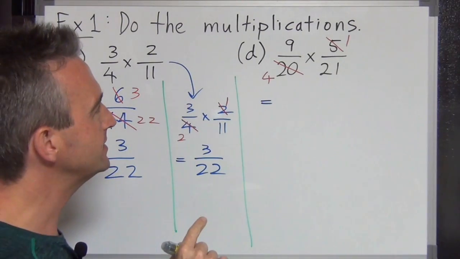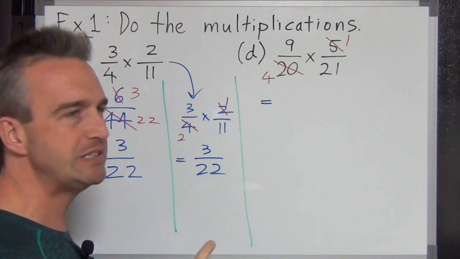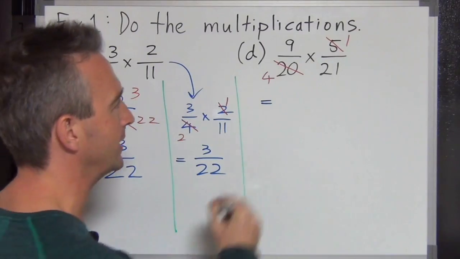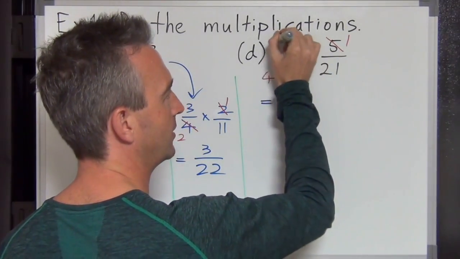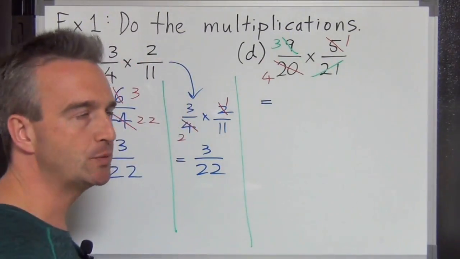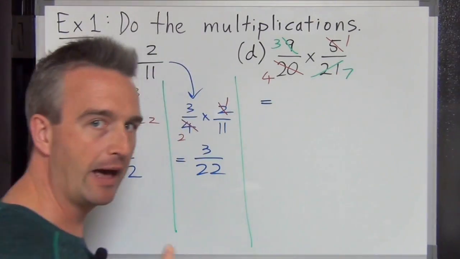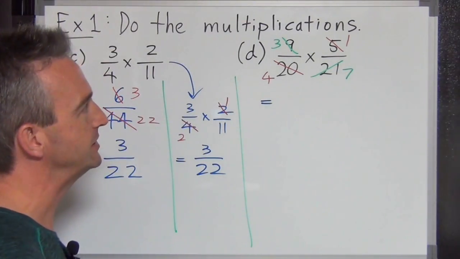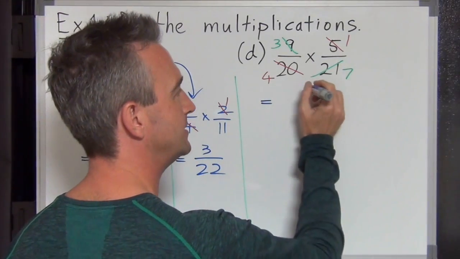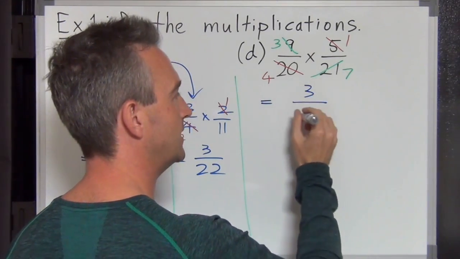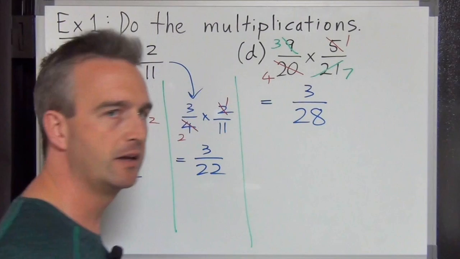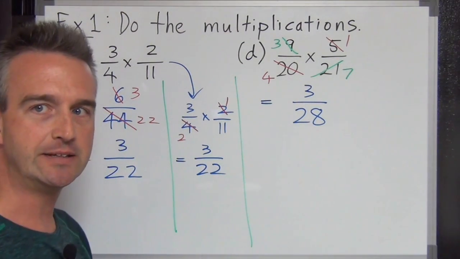Oh right, the 9 and the 21. 9 and 21 are both divisible by 3, aren't they? Okay, 3 into 9, 3. 3 into 21, 7. There we go. Finishing this off. 3 times 1 is 3, over 4 times 7, 28. Final answer, 3 over 28.